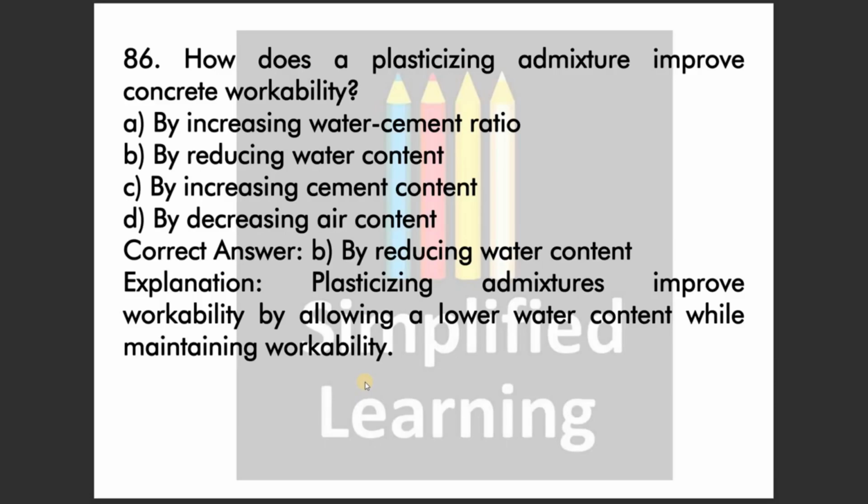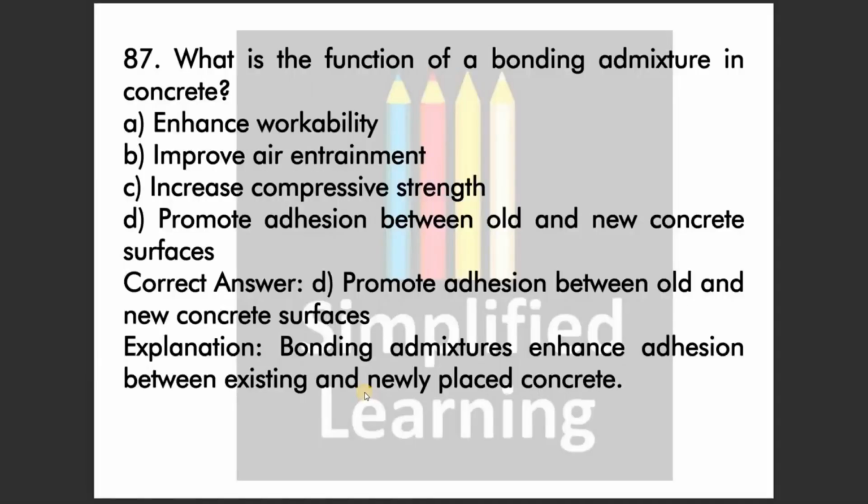Then how does a plasticizing admixture improve concrete workability? It reduces the water content, right? Plasticizing admixture improves workability by allowing a lower water content while maintaining the workability. Workability is not at all affected. What is the function of a bonding admixture in concrete? See, bonding admixture promotes adhesion between old and new concrete surfaces, right?